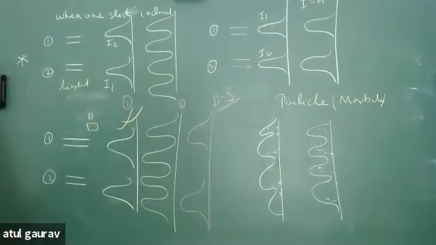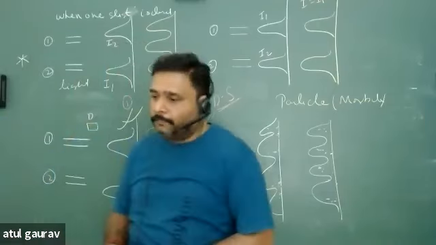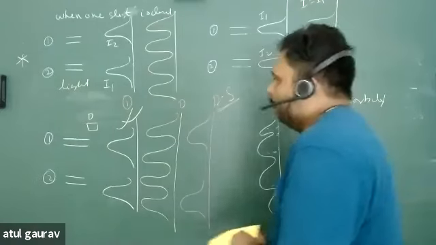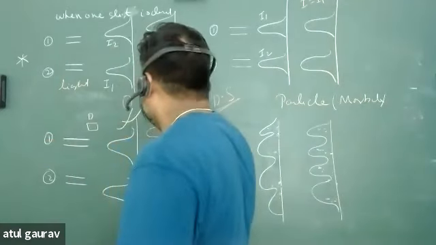Hello. Yes, sir, I have one question. Sir, what do you mean by when we put a detector? When you put the detector, it means I am just tracing the particle, from which slit it is crossing. Okay, fine. Once we see the input and output, then I will get this.